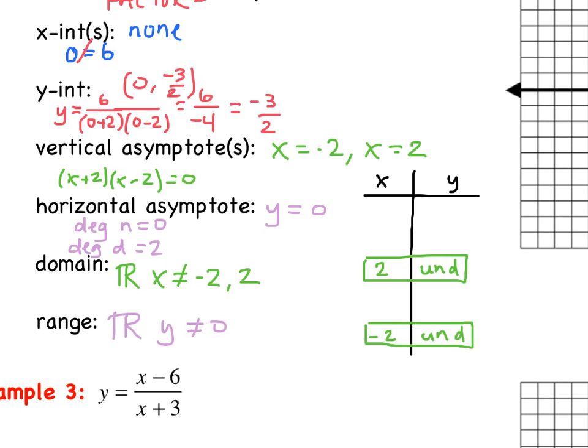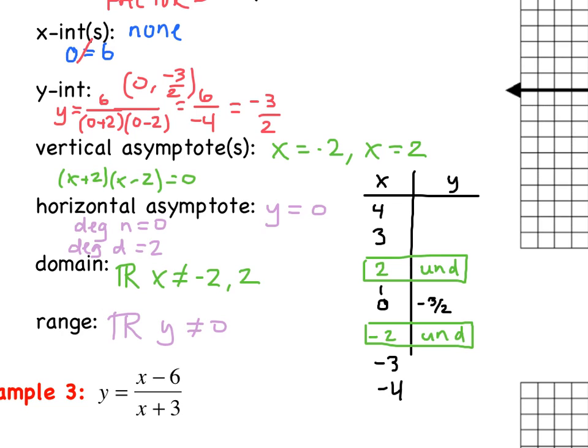Okay, so I need to choose values of x in each of these branches. So I'll choose 3 and 4 for this branch. I already have my y-intercept, and that is going to occur in this branch here. So that's (0, -3/2). I've already got that one covered, but I'll need another one, so maybe I choose 1. And then over here in this branch, we could choose negative 3 and negative 4. Okay, we just have to be careful when we're plugging in.